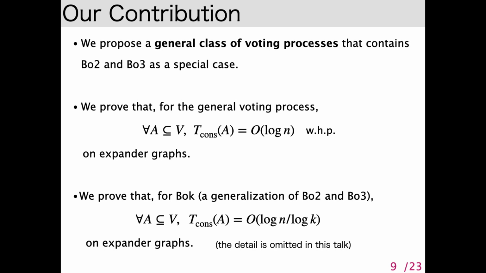Finally, we studied best of k. This is a natural generalization of best of two and best of three, and we proved that the consensus time is order log n over log k on expander graphs. We omit the details of this result due to the time constraint.